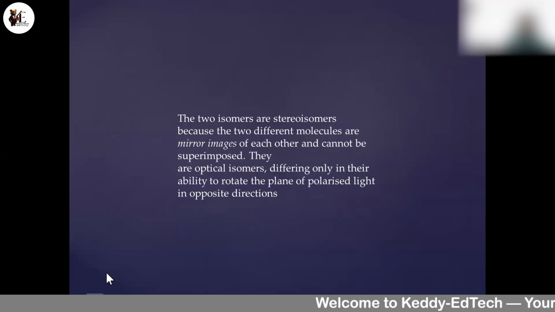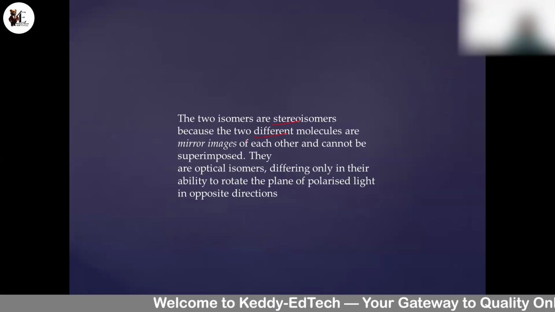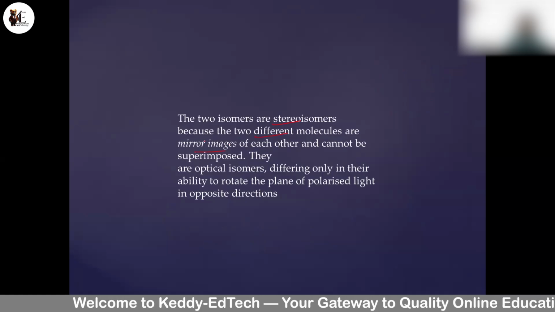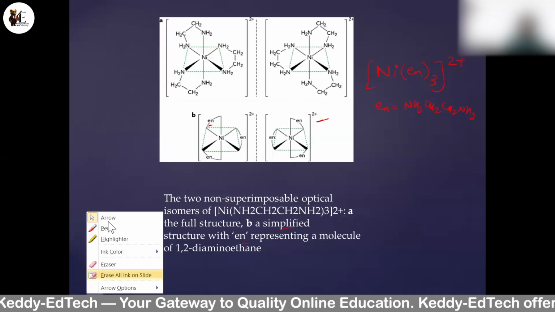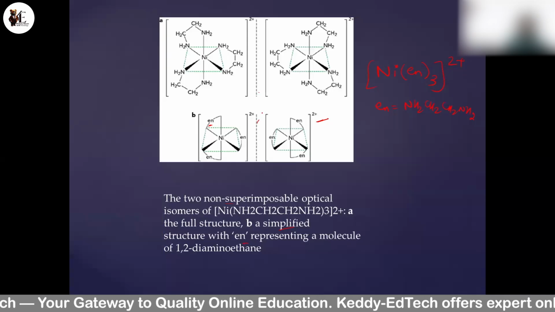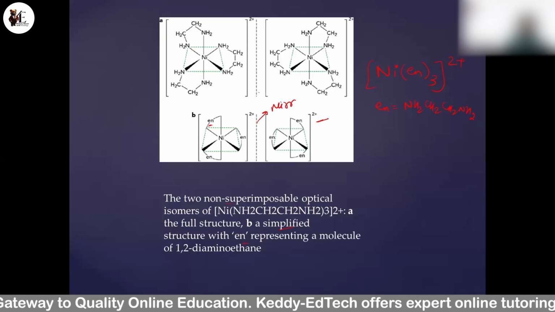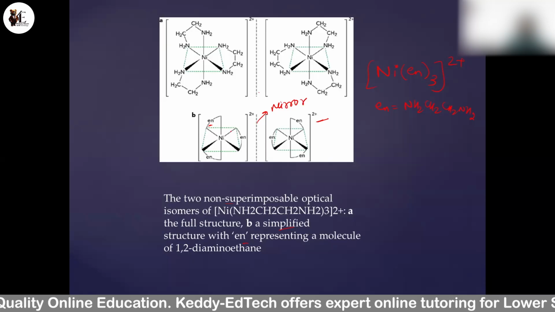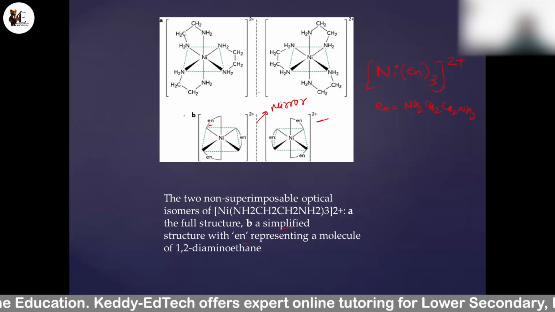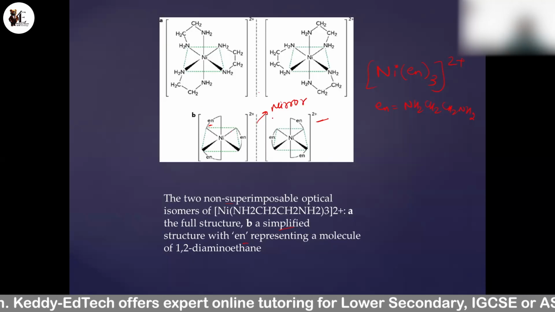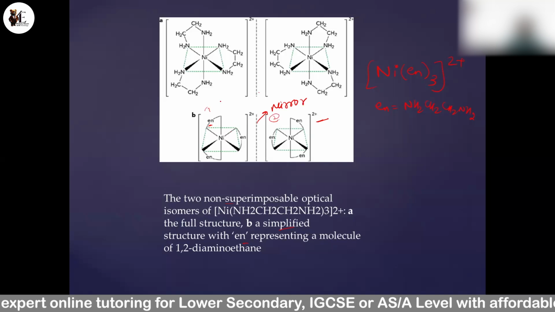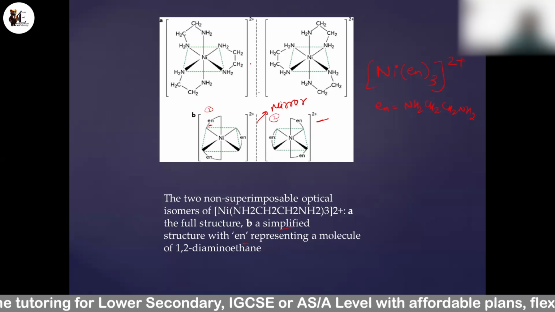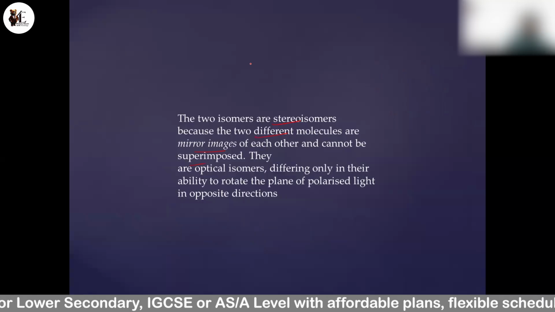These are stereoisomers because the two different molecules are mirror images of each other and they cannot be superimposed. So this dotted line is your mirror. If you put a mirror in between these two molecules, then you can say that they are mirror images of each other, and you cannot superimpose the second one onto the first one. That means they are non-superimposable. So they are optical isomers.